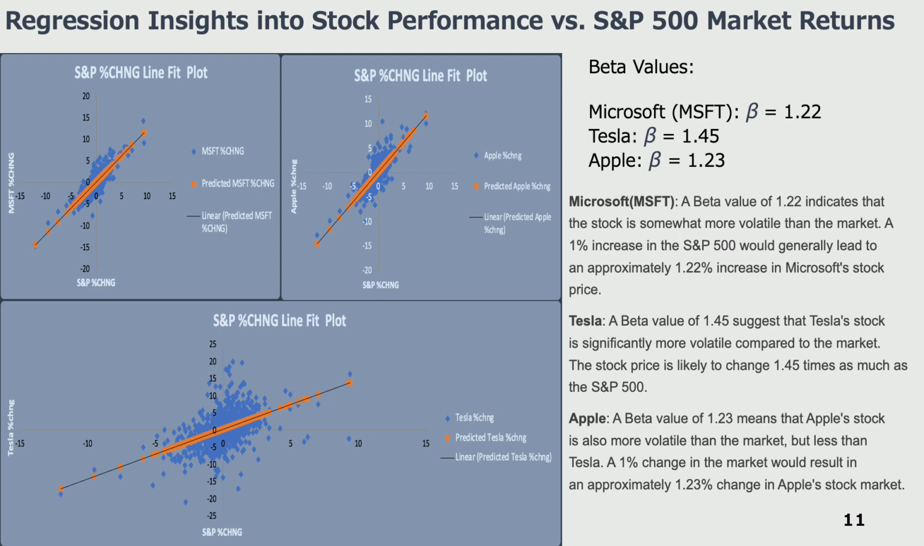Tesla with a beta value of 1.45 suggests that Tesla's stock is significantly more volatile compared to the market. The stock price is likely to change 1.45 times as much as the S&P 500. Apple with a beta value of 1.23 means that Apple's stock is also more volatile than the market, but less than Tesla. A 1% change in the market would result in an approximately 1.23% change in Apple's stock price.